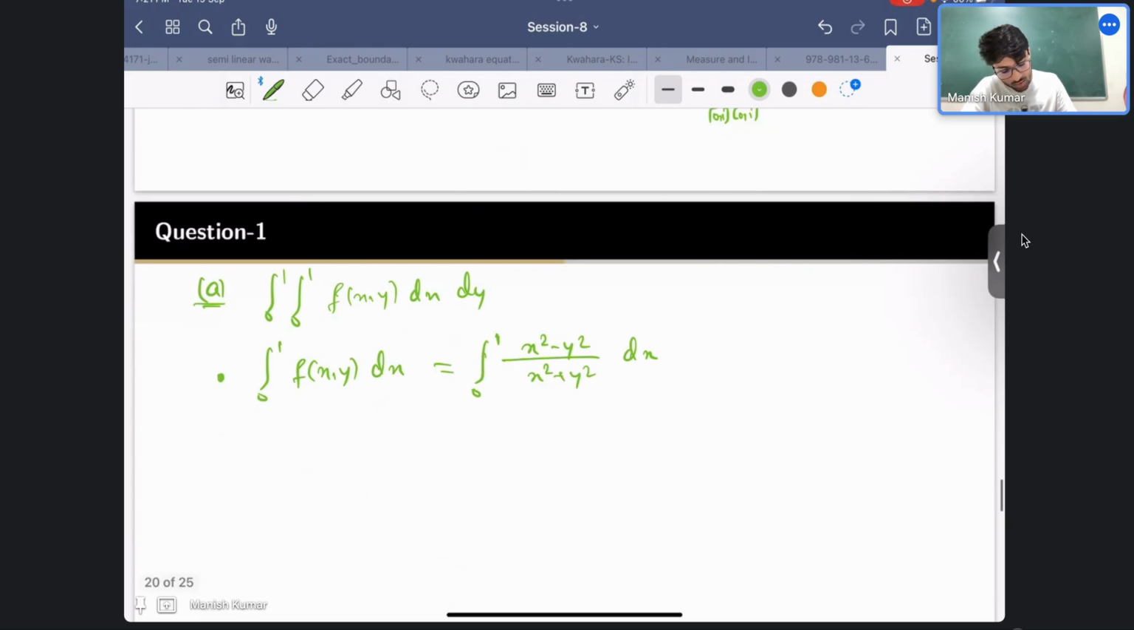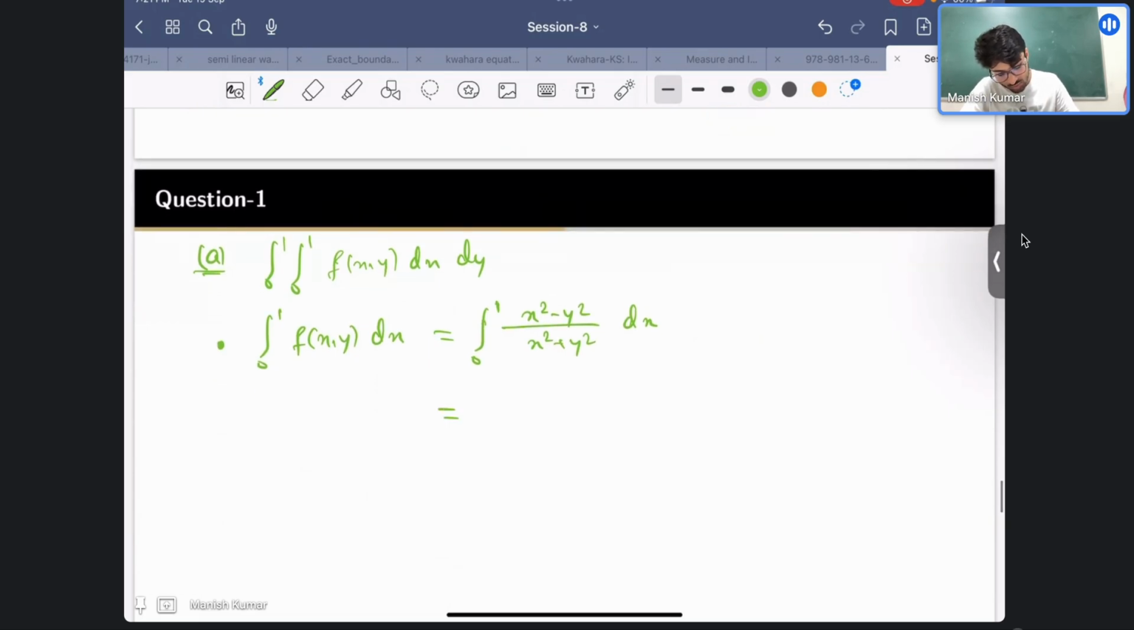So this is what you have. Now you just do a change of variable, so you can substitute x by y tan theta. Now if you do this substitution, when x is 0, your theta will be 0, right? And when x is 1, then your theta will be tan inverse 1 by y, right?